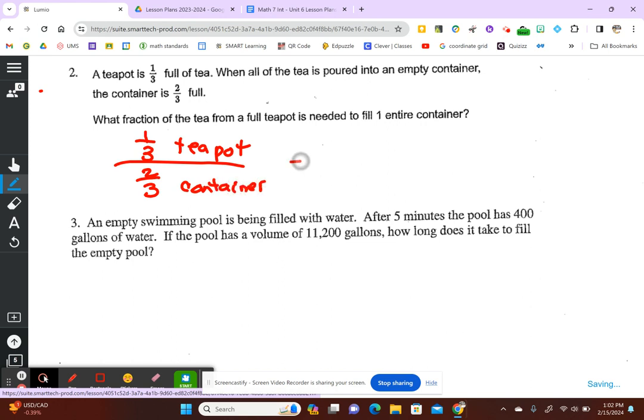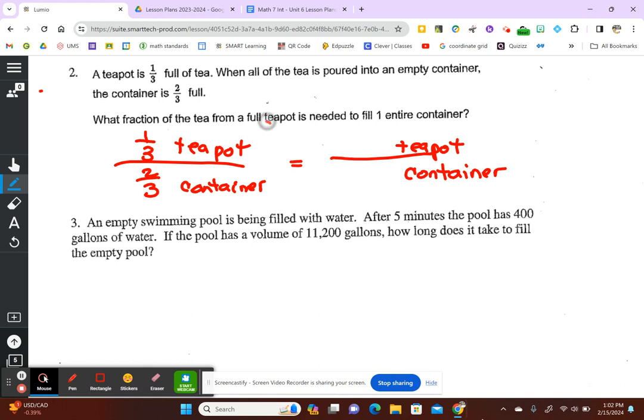Right away, I'm going to write blank teapot, blank container, and read the rest of the problem. They want to know what fraction of tea. So from the teapot. So I don't know from the teapot would fill one container.